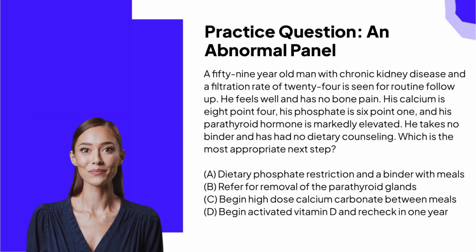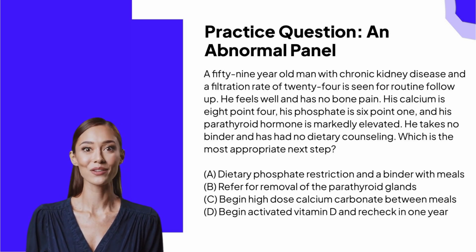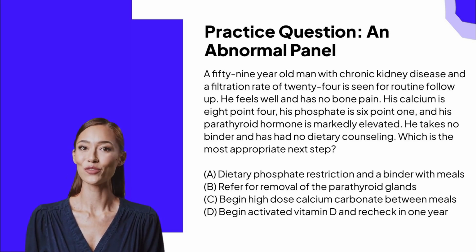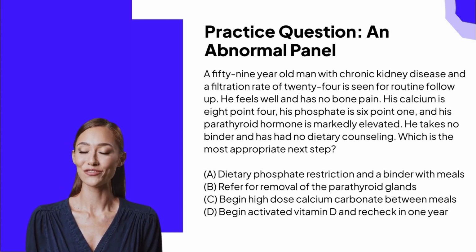Surgery is for failed medical therapy. Third practice question. A 59-year-old man with CKD and a GFR of 24 comes in for routine follow-up. He feels well, no bone pain. Read the panel as one story: calcium 8.4, low normal, phosphate 6.1 high, PTH markedly elevated. Low normal calcium, high phosphate, high PTH. You recognize that pattern. The stem then tells you he takes no binder and has had no dietary counseling, establishing he's completely untreated. Which is most appropriate? A. Dietary phosphate restriction and a non-calcium binder with meals.